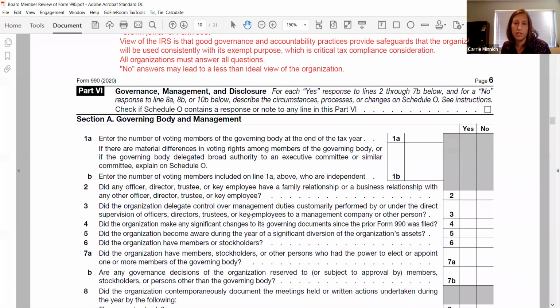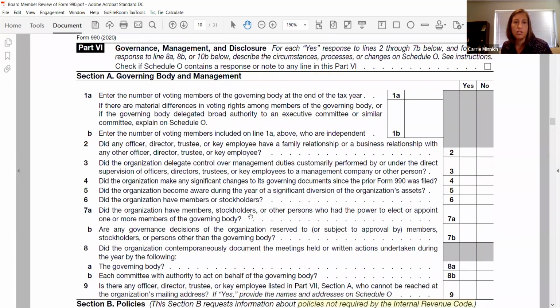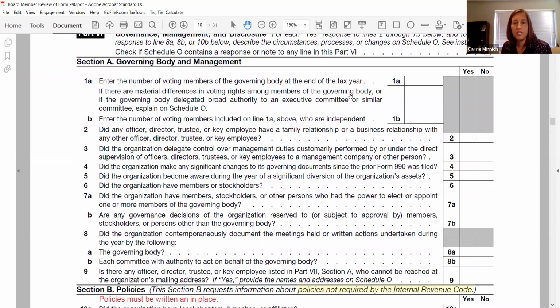So the first section here talks about your board. So the number of voting members at the end of the year. This could be different at the end of the year versus during the year. So as of December 31st or June 30th, or however your year end is, how many members of the board could actually vote? Also, how many of them were independent? The IRS is very big on making sure that you have an independent board. So these are people that are not paid by the organization.